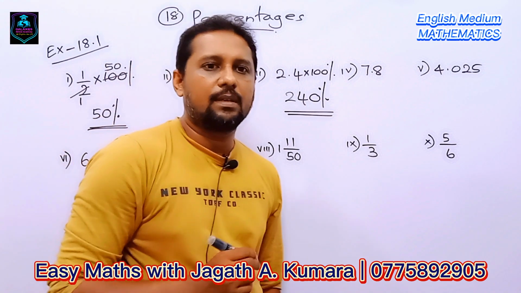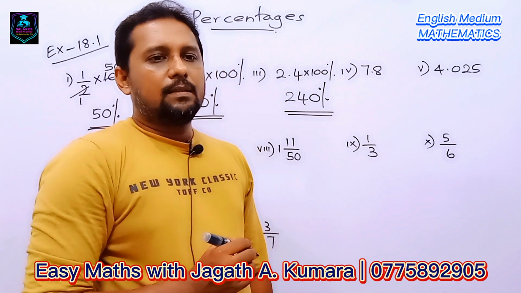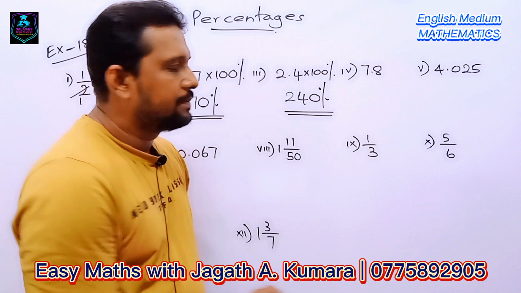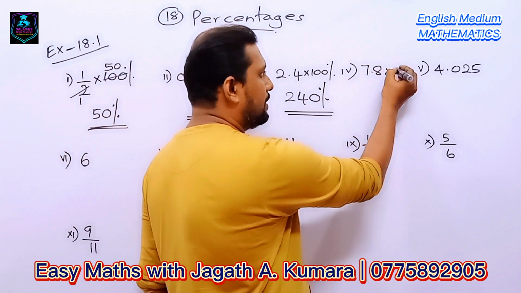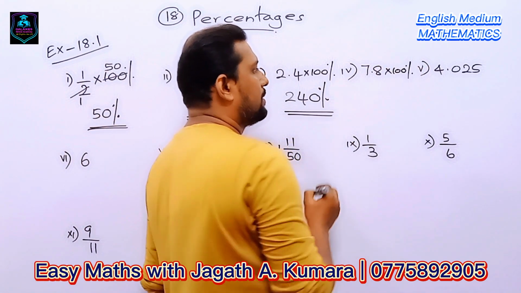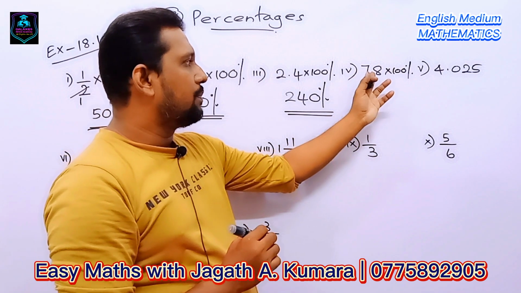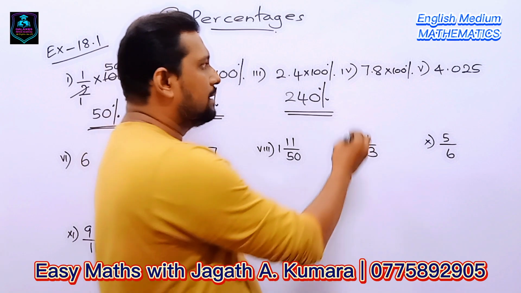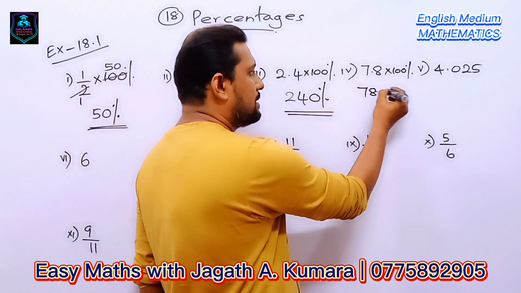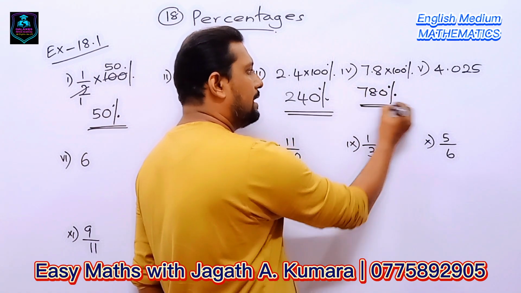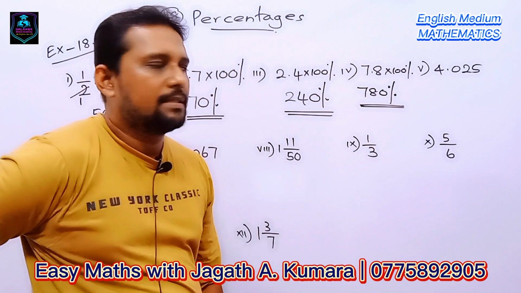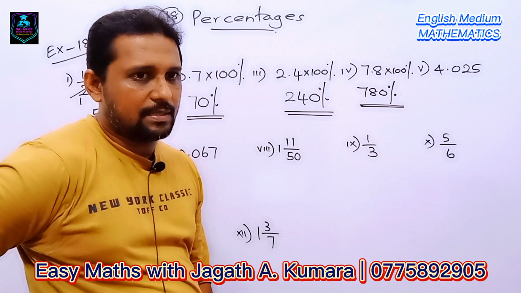240%. Right, then let's go to the fourth part. 7.8 also we have to multiply by 100%. Then this decimal point you have to take two places to your right hand side. So the answer is 780%. Right, it is the fourth part answer.